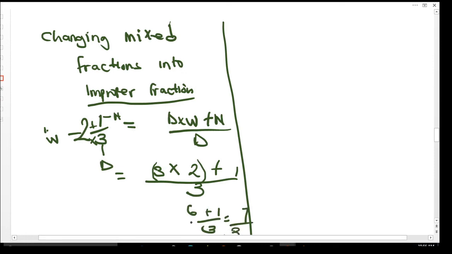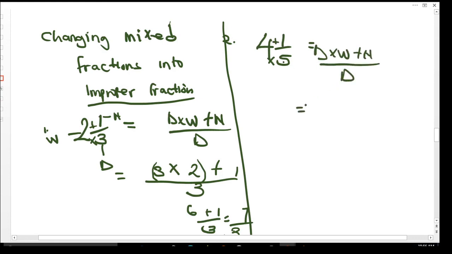So 7 out of 3 is the improper fraction which we have obtained from our mixed fraction 2 and a third. Then example number 2, 4 whole number 1 out of 5. So what do we get? So we say this is times, and here it is plus. This is a whole number, denominator and numerator. So it is denominator times a whole number plus a numerator out of a denominator.